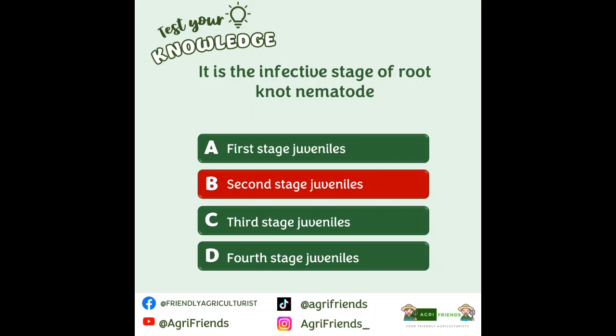The second stage juveniles, or the J2, are motile, so they can initiate infections. The first stage stays in the translucent egg case. So the third and fourth stage is already in the new host.